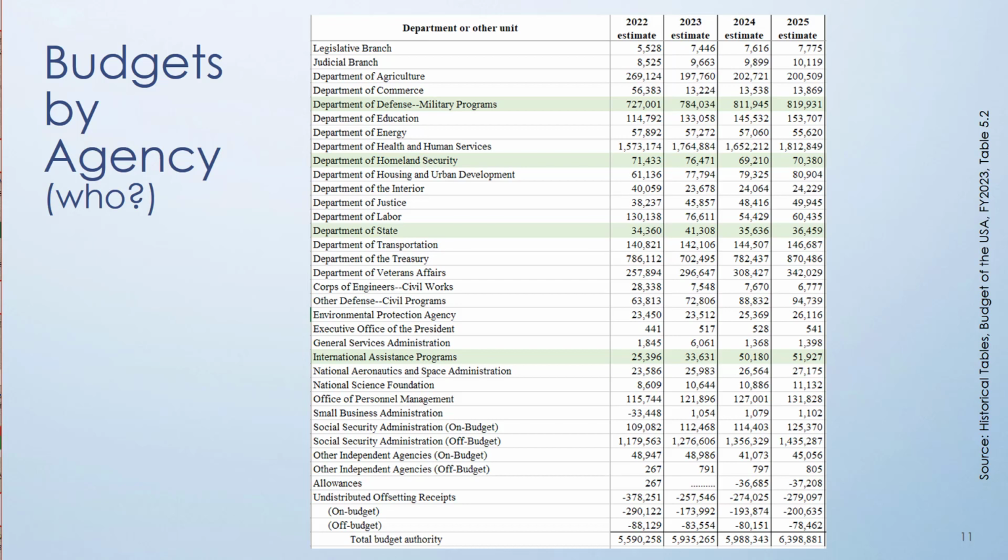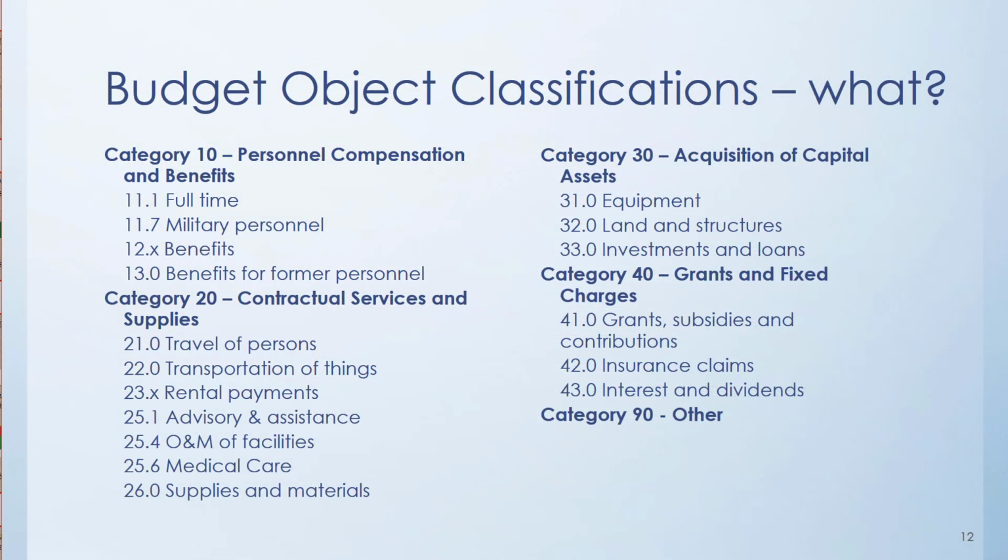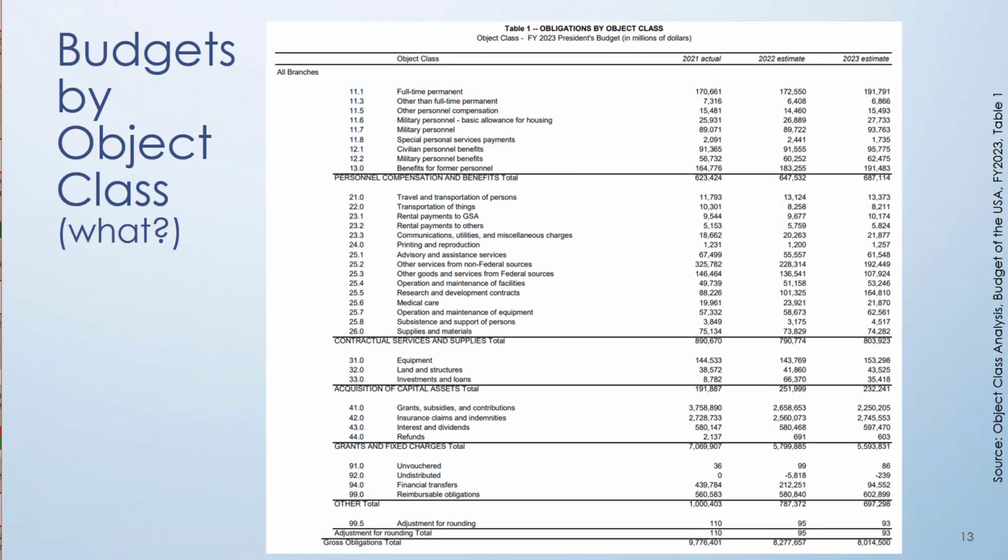So in addition to why are you asking for the money and who is asking for the money, we also ask, what are you going to do with the money? And here we have what are called objects of expense, or object classifications. And this is a structure that's universal across the federal government. Every agency will put their budget together by requesting funds in each of these categories. And if we were to look at the entire federal government, we could see how much is expected to be spent in each of those categories.